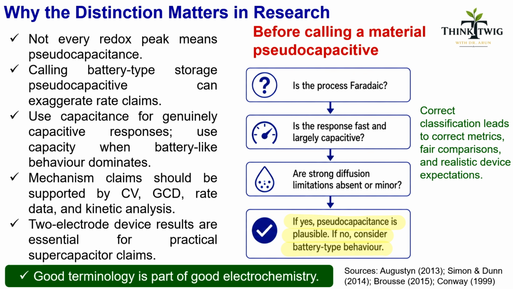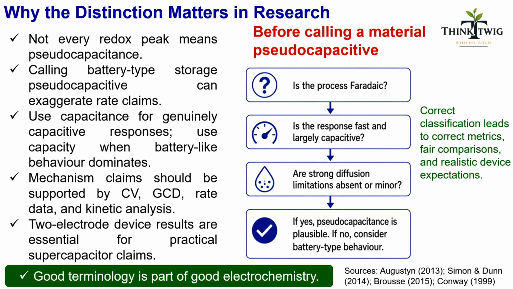And if strong bulk diffusion dominates, battery type behavior should be considered, and mechanism claims should not depend on a single experiment. The slide specifically points to CV, GCD, rate data, and kinetic analysis. For claims about a practical supercapacitor device, two electrode results are also important. This is a good point for young researchers in particular.